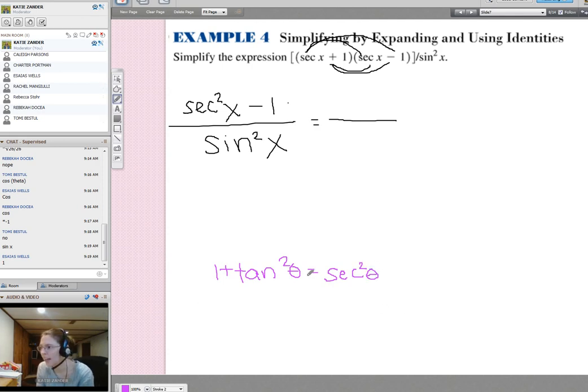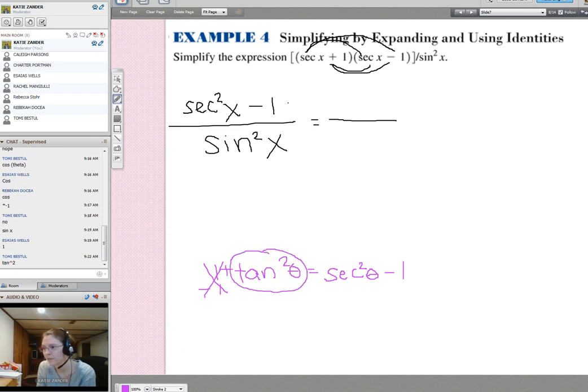Here's the identity that catches my eye. Right? So I need to rearrange this, because I have the secant squared theta, but I have an extra minus 1. But I notice if I subtract 1 from this side, I can get that secant squared theta minus 1. What does that equal? Just your tangent squared, yeah. So I'm going to replace in that numerator secant squared x minus 1 with the tangent squared x.